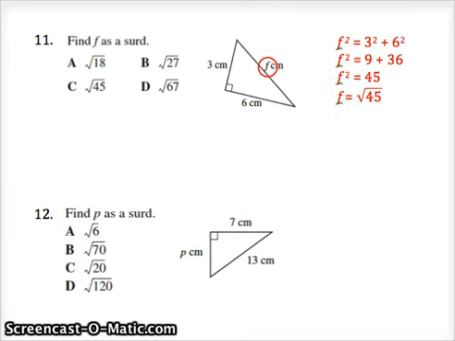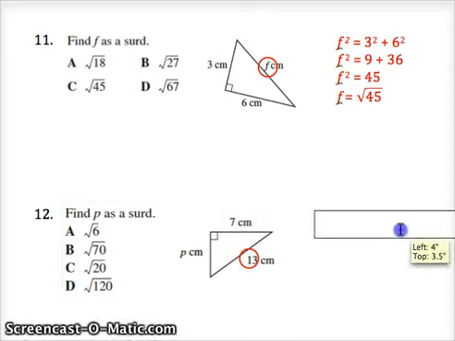Now to question 12, we just start off by circling the longest side before we start. So our longest side is 13, which is the hypotenuse there. And so we know the two shorter sides squared, p squared plus 7 squared, equals 13 squared. Because we're looking to find p, we should write that first. So always write the letter that you're finding first. So we're going to go p squared plus 7 squared equals 13 squared.